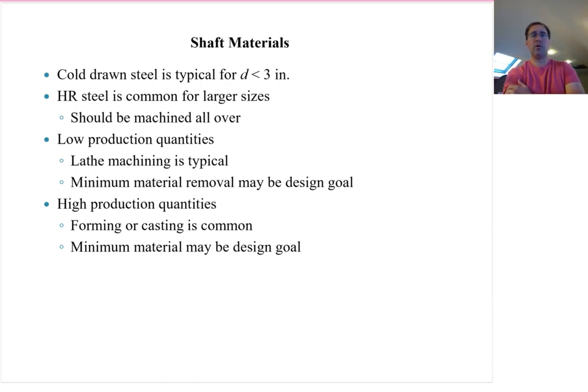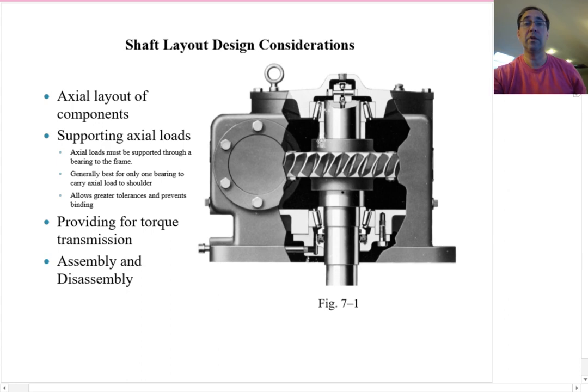For low production quantities, shafts are typically lathed, not generally the entire length at once. This is usually done in sections. Generally speaking, if you have a low production quantity, you want to minimize the amount of material that you're removing. For high production, you can form or cast your shafts. In that case, you want minimum material overall, because you might not actually be doing any post-processing to your shaft.